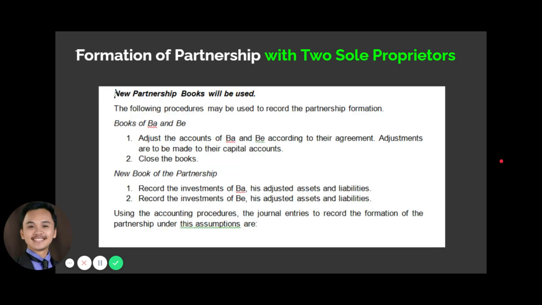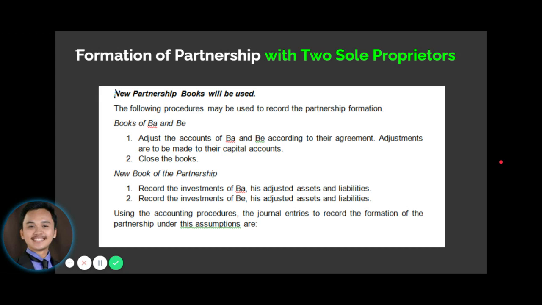Ang next nga example is kani mao ni ang pinaka-lengthy kay ang duha ang imong i-close. Ganina isa lang ang i-close karon duha na gyud kay mag-create na ka og another new book of partnership. So the following procedures may be used to record the partnership formation pero ang amounts ani guys kay parehas ra gihapon ni amounts or mga figures nga manggawas. It's just that the process will be different. Mas taas ni siya nga proseso. But the end point, it will just give you the same amount or the same figures in your statement of financial position at the end of the formation of your partnership.